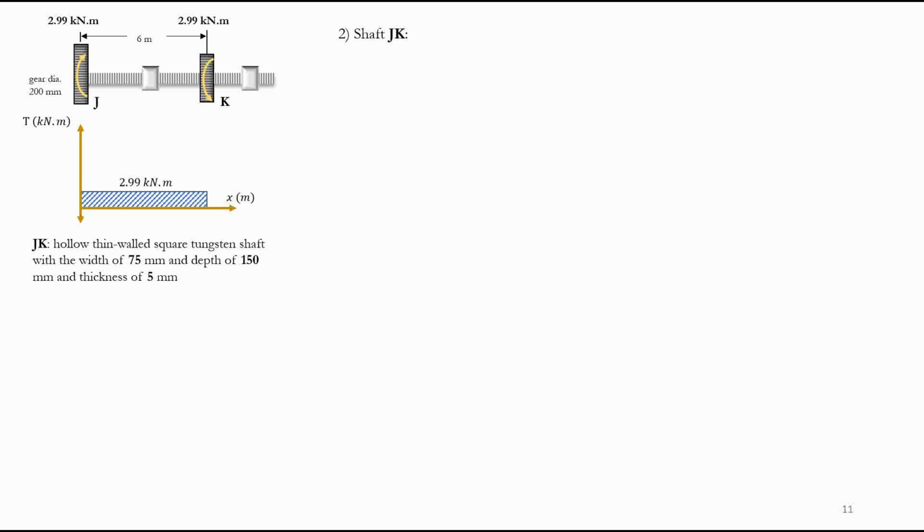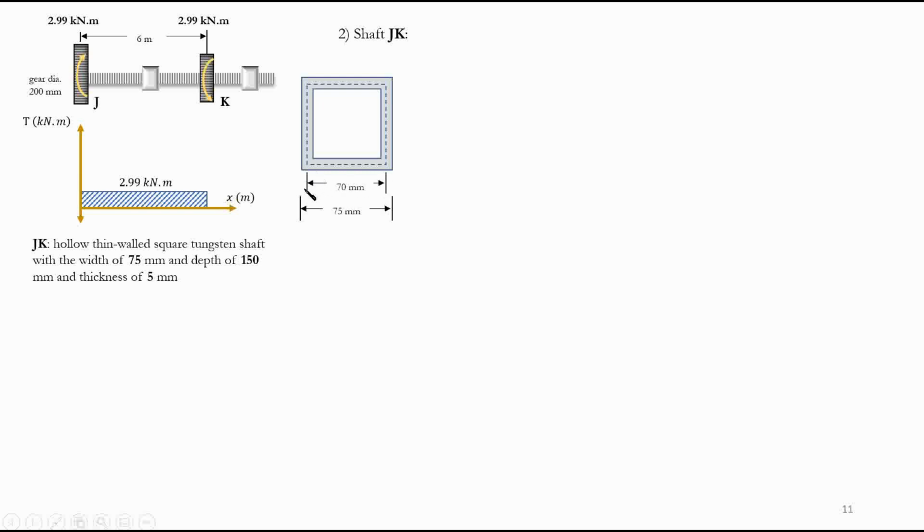So for shaft JK, what type of shaft is this? This is a hollow thin-walled square tungsten shaft. What is the formula for a hollow thin-walled square shaft? So this is our section. This is 75 millimeters, the width. And of course, this is wrong, this is a typo. It is a square section, so it's 75 times 75. And the thickness is 5 millimeters. If the thickness is 5 millimeters, it means that the inner side is going to be 75 minus 2 times 5.